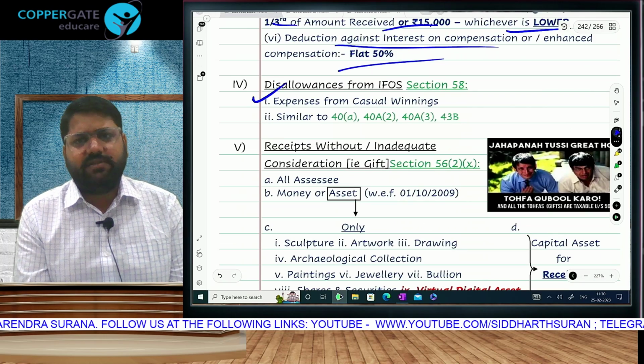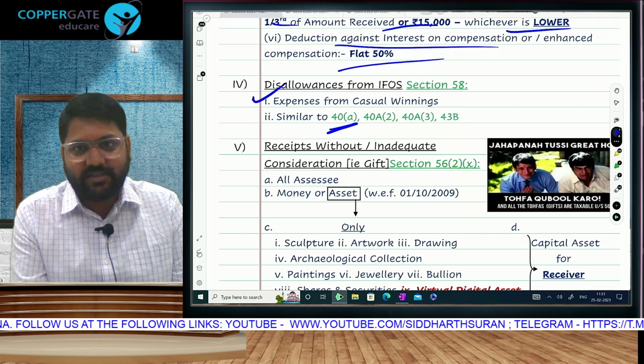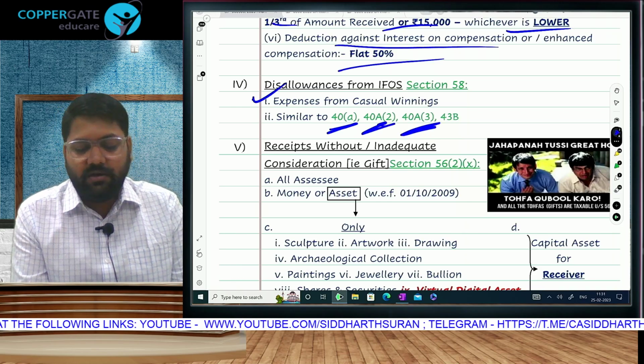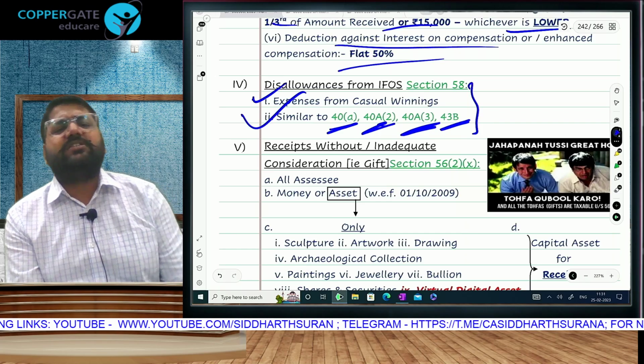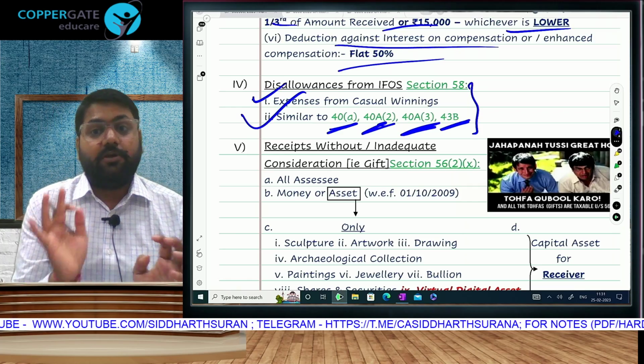Any expense under casual winnings is disallowed, and any direct tax paid, or TDS not deducted 30%, 100% excess payment to relatives, cash expense in excess of 10,000, or certain expenses only on payment basis. All the PGBP provisions are applicable in IFOS. PGBP, IFOS almost same. Regular to PGBP, irregular to IFOS.